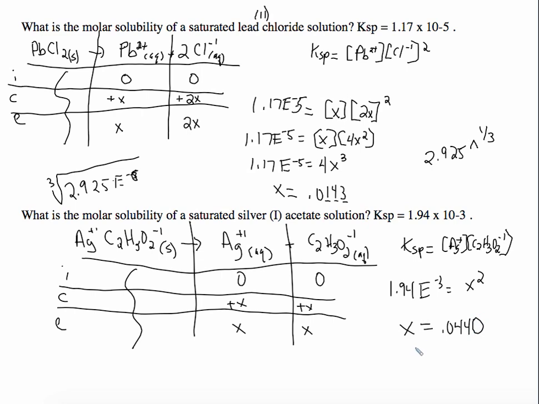0.044, and because this has 3 significant digits, I need to put one more, so that would be a 0 there. The units would be molarity, since it says molar solubility.